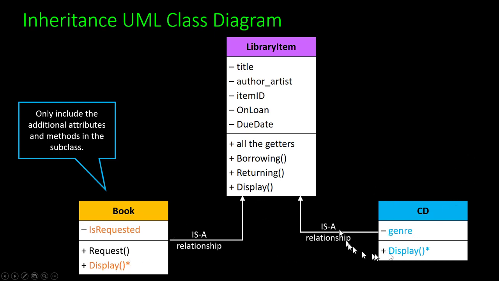Similarly, for the CD subclass, we have the genre. This is an attribute that's available only in the CD subclass, and also the same display, which will behave slightly differently from the parent display method.